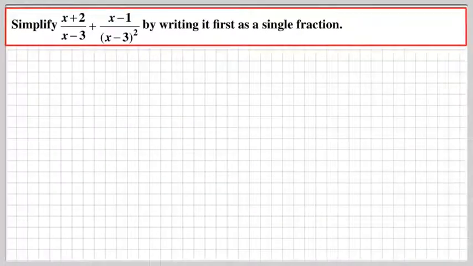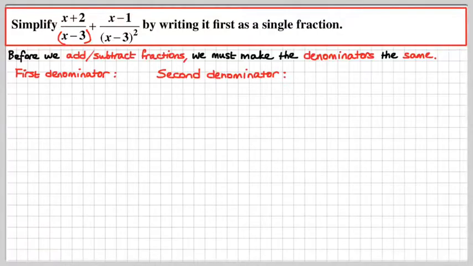Now, this one here is a beastly looking thing, but exactly the same rules apply. So, put a bracket around that little guy there, and let's go for it. Yes, we have to make the denominators the same. So the first denominator has got an x minus 3, and the second denominator has actually got an x minus 3 squared, or x minus 3 times x minus 3.